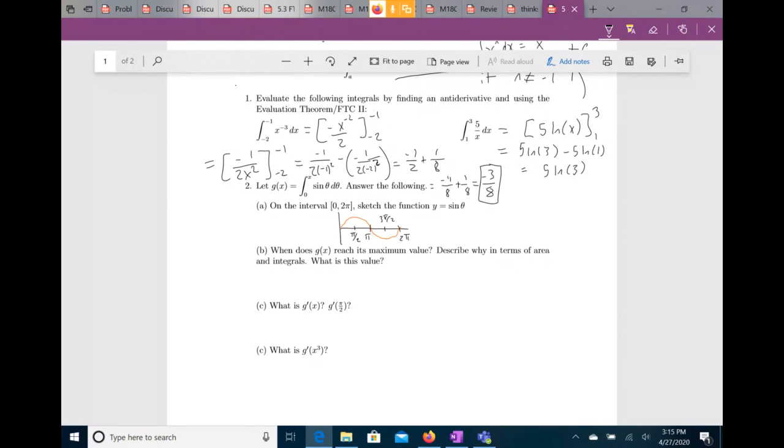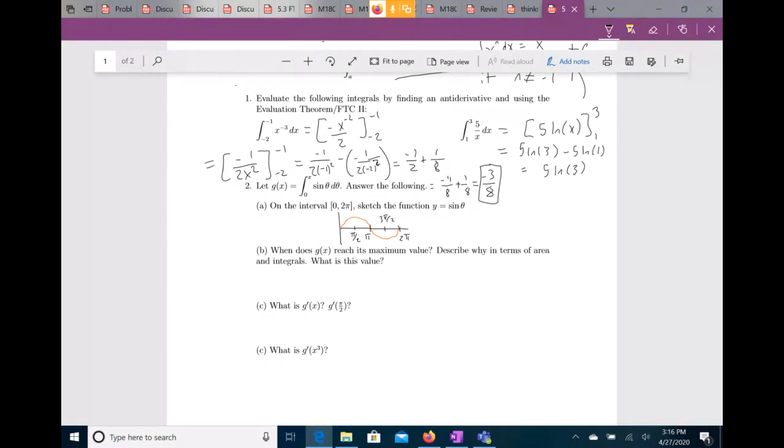Okay, so the question is, when does g of x reach its maximum value? So g is not the sine function. G is the area under the sine curve. Good, at pi. From 0 to pi, the function itself is positive. So all the area is counted as positive net area. Once I get past pi, the area becomes negative net area. So I start taking away from my area.